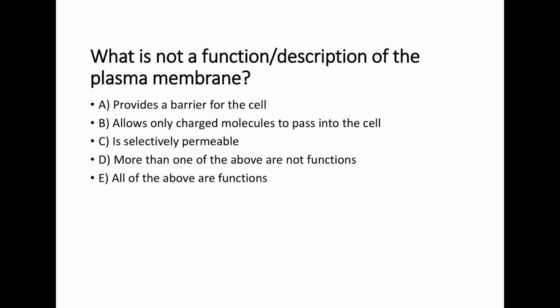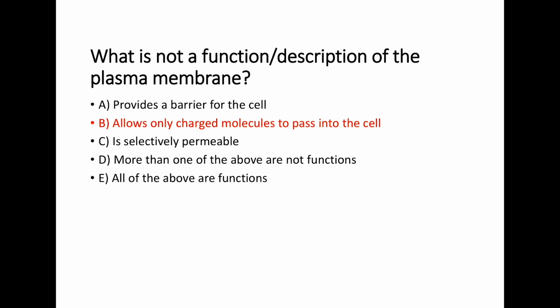All right, next one. What is not a function or description of the plasma membrane? First one, provides a barrier for the cell. Next one, allows only charged molecules to pass into the cell. Is selectively permeable. More than one of the above are not functions, or all of the above are functions. Hopefully you remember I'm asking for not a function. So reading this, hopefully you got the answer. What is the answer? Let's see. Allows only charged molecules to pass into the cell.